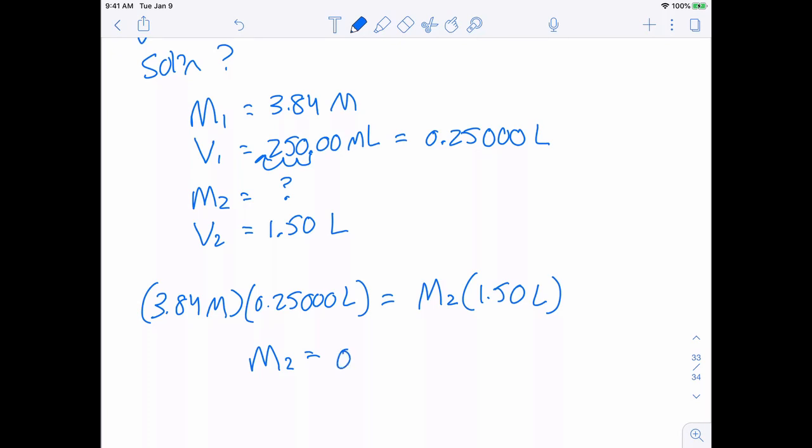And I get 0.640 molar. My calculator is just telling me 0.64, but remember our calculators don't know significant digits, so you do need to add that 0 for it to be correct. So if I was to take 0.25 liters of a 3.84 molar solution, dilute the volume to 1.5 liters, the new concentration is 0.64 molar, 0.640 with sig figs.